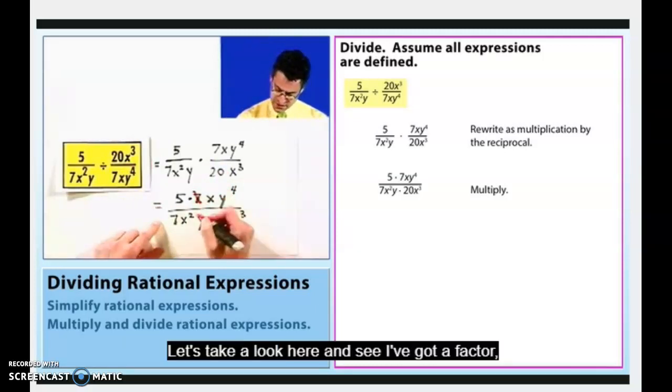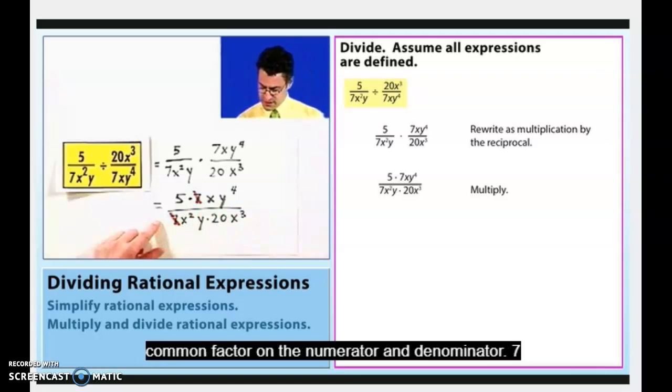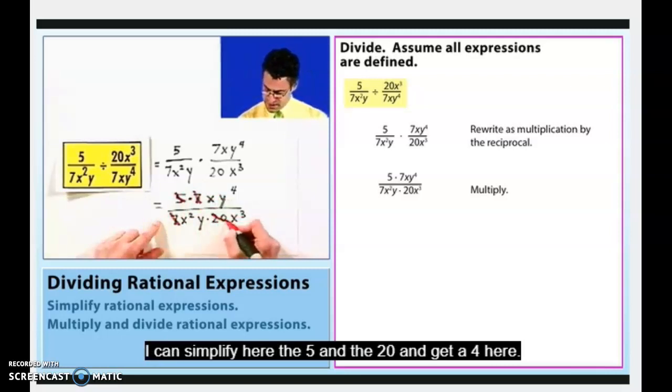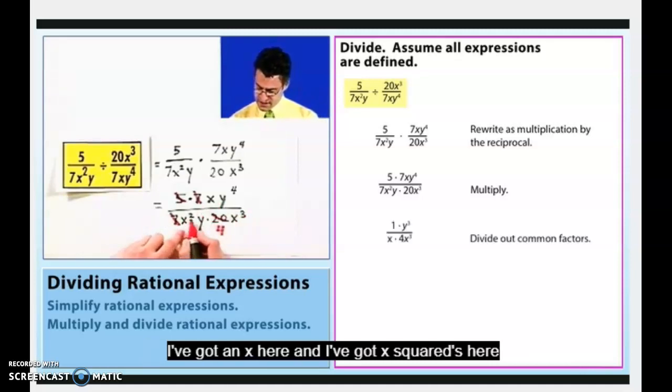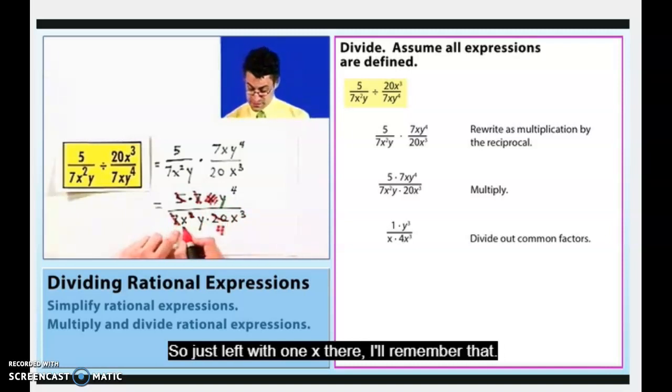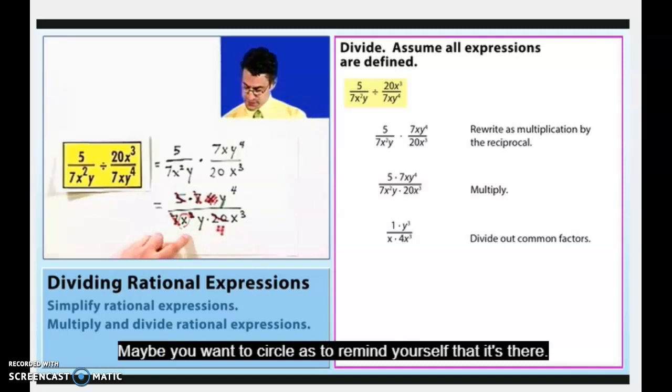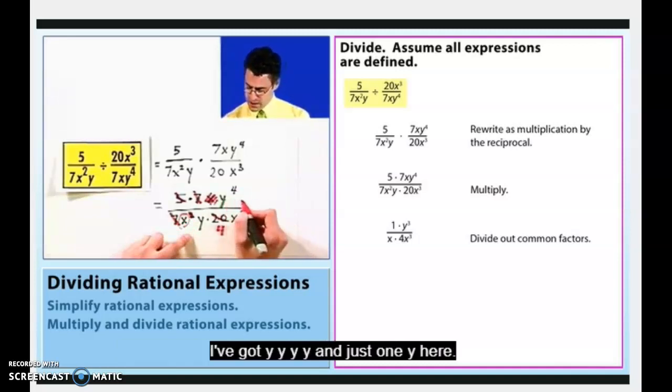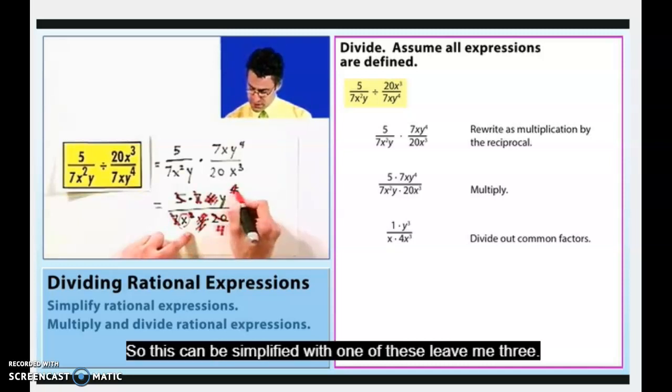I've got a common factor on the numerator and denominator of 7. I can simplify here with a 5 and the 20 and get a 4 here. I've got an x here and I've got x squared here, so this completely goes away with one of those. So I'm left with 1x there. Let's remember that. Maybe you want to circle it to remind yourself that it's there. I've got y, and just one y here, so this can be simplified with one of these, leaving me y cubed.